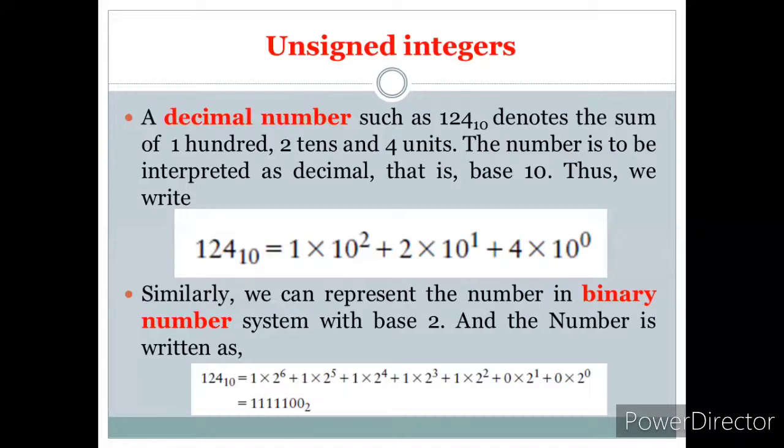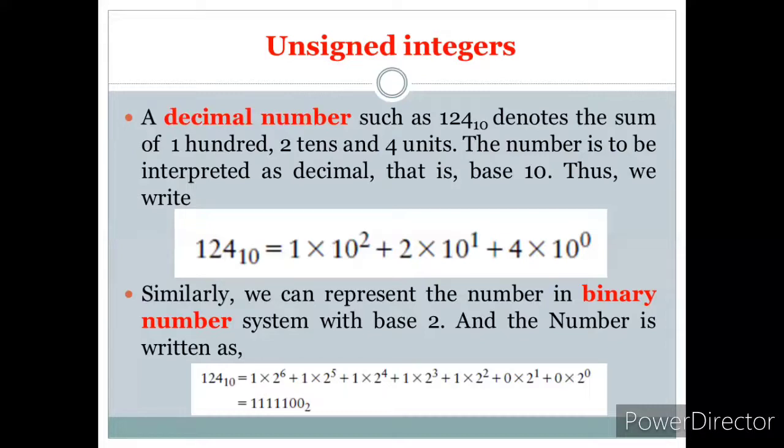Similarly, we can represent the number in the binary number system where the base is 2. Now, with the same example, we have represented the number in terms of binary, which is 1111100 to the base 2. If you see, 124 to the base 10 is equal to 1 into 2 raised to 6 plus 1 into 2 raised to 5 plus 1 into 2 raised to 4 plus 1 into 2 raised to 3 plus 1 into 2 raised to 2 plus 0 into 2 raised to 1 plus 0 into 2 raised to 0.